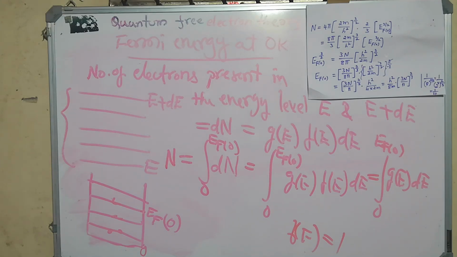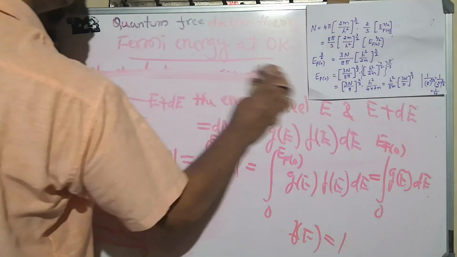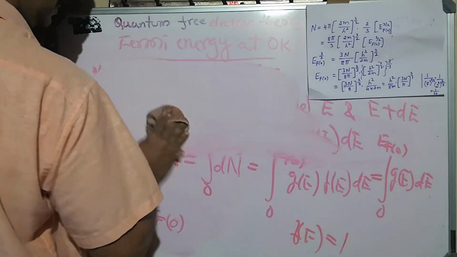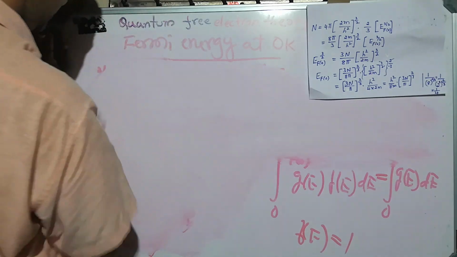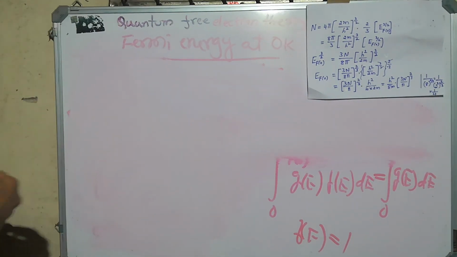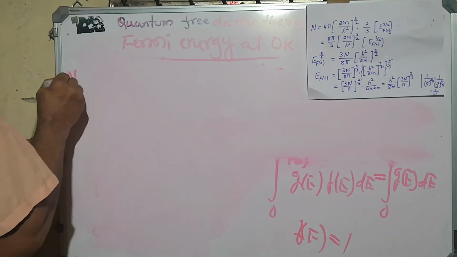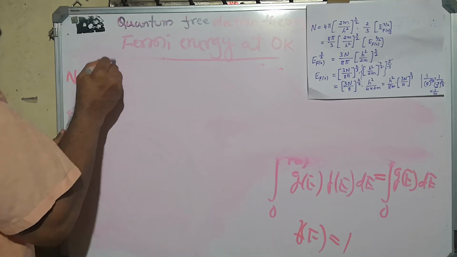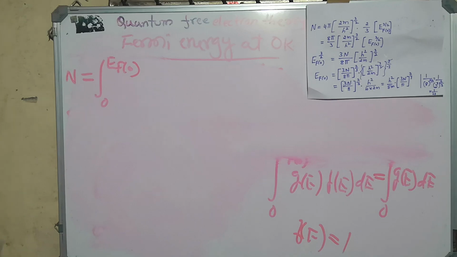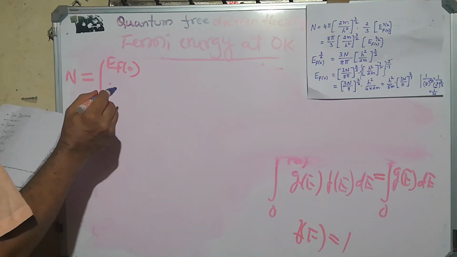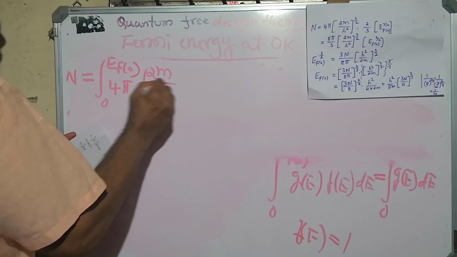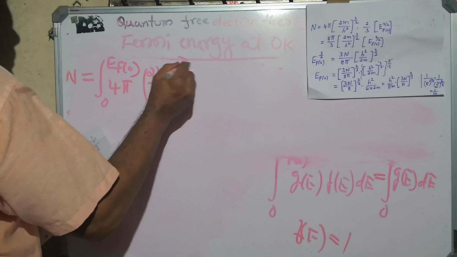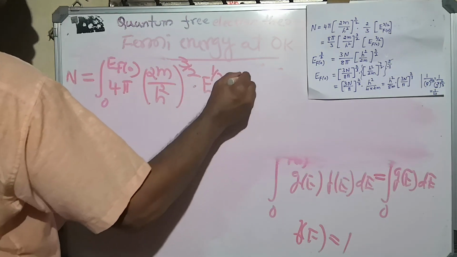So in the next step, we have to substitute the value for G of E. Therefore, N is equal to the integration from 0 to EF naught, where G of E is equal to 4 pi into (2m by h square) to the power 3 by 2 into E to the power half into dE.